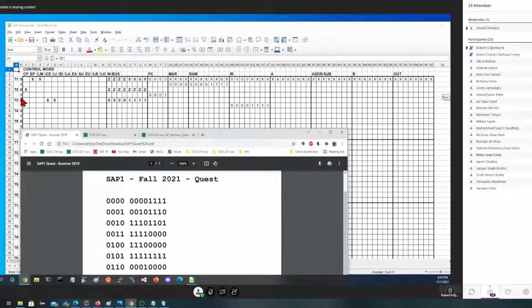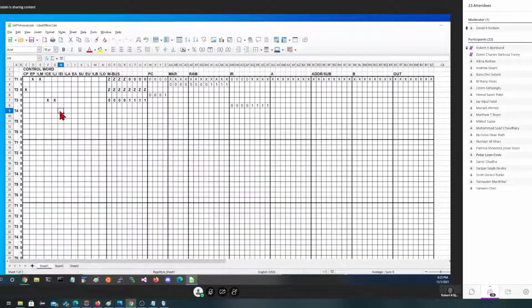Sorry, give me 1 second. The memory array address register is going to be listening. Okay. And the instruction register is going to be talking. Okay, so we'll enable the instruction register. Let me put an X there. And the memory address register is going to be listening.